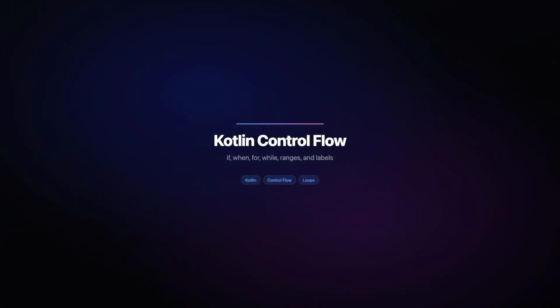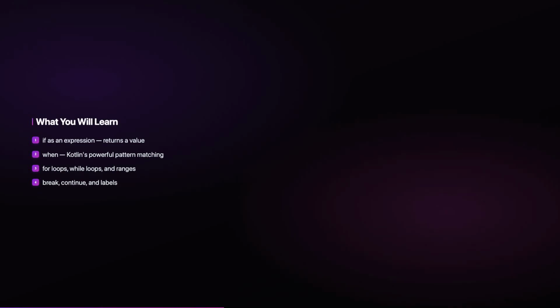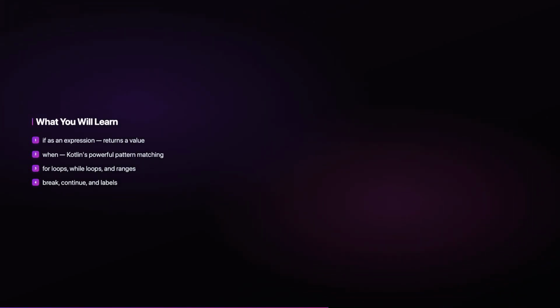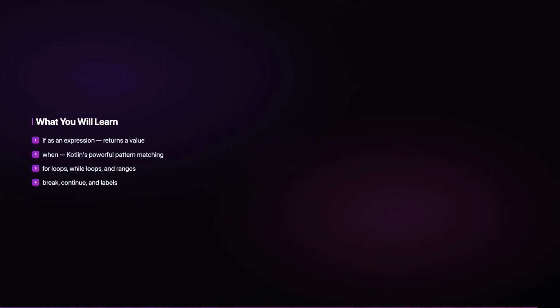Kotlin Control Flow. Control flow is how you make decisions and repeat actions in your code. Kotlin's control flow is similar to Java, but with important improvements. If and when are expressions that return values. When replaces switch and is much more powerful. In this video, you will master all of Kotlin's control flow tools.